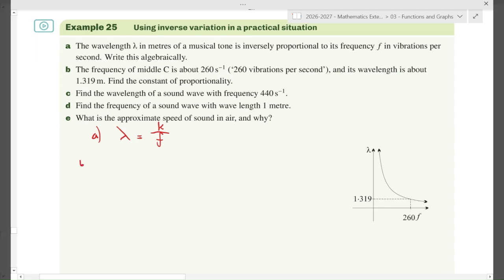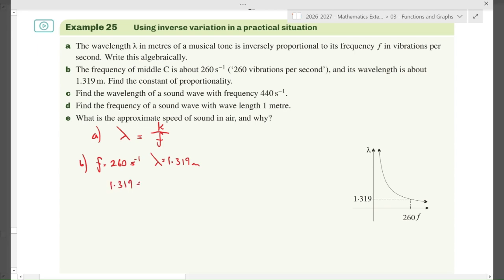Question B. When we did the previous one, I said there are 3 variables in there. How do we find the third variable? We need to have 2 variables. Guess what they're going to give us now? The frequency of middle C. So F equals 260 vibrations per second, and its wavelength equals 1.319 meters. So I have written down those 2. What am I going to do now? Sub them in.